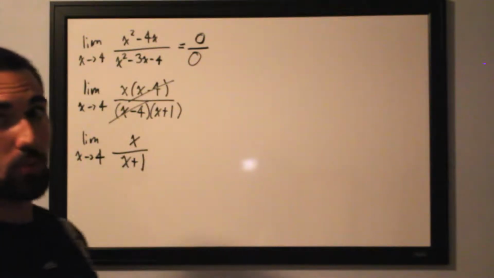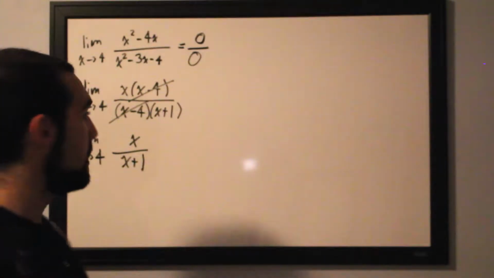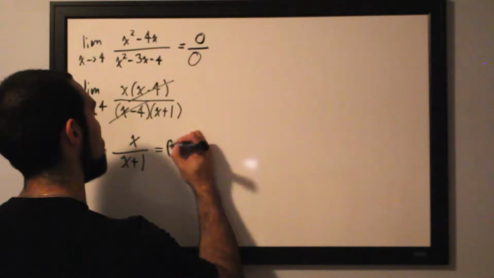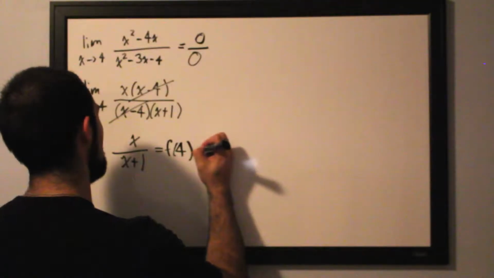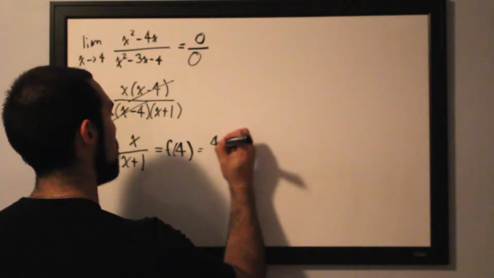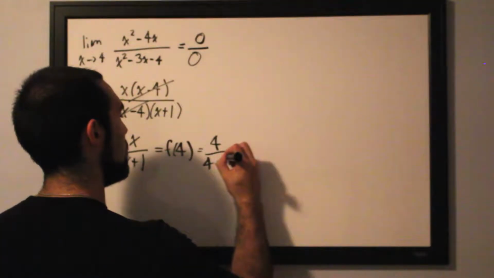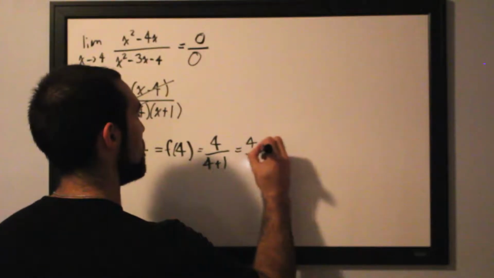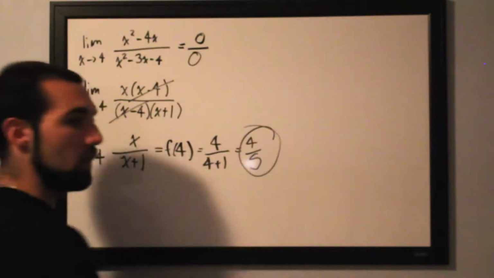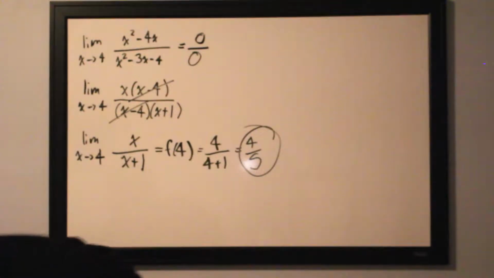Now we have no problems. We can plug it into the function just fine. So we're going to take f of 4, which is equal to 4 over 4 plus 1, which is equal to 4/5. 4/5 is the limit of our function.